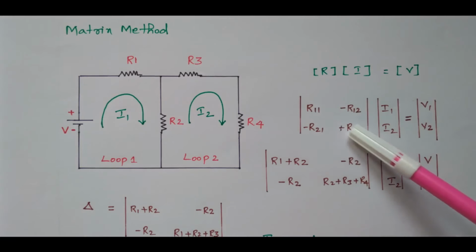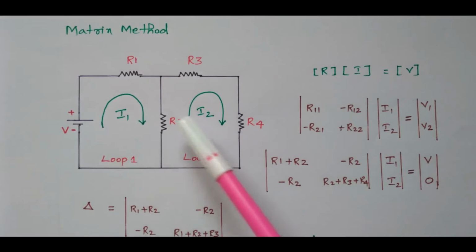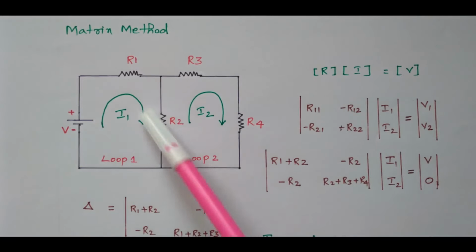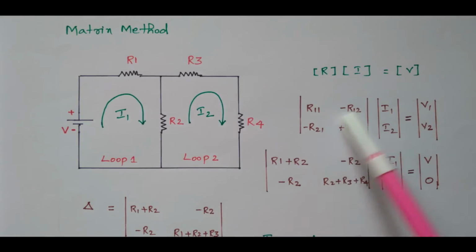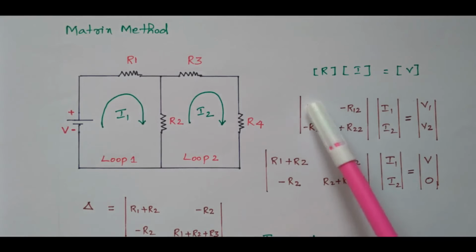So diagonal is positive, other than diagonal negative. That's why we need to take the current direction as uniform. If the current direction is uniform, automatically this law will be applied. Then what is R11? R11 means the resistor available in the first loop.